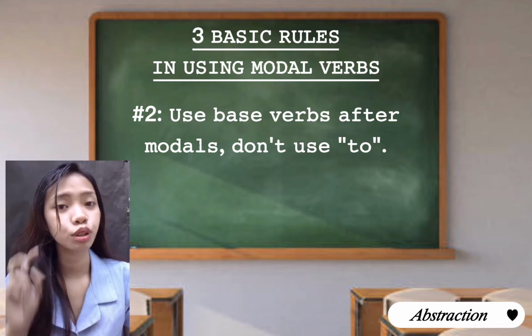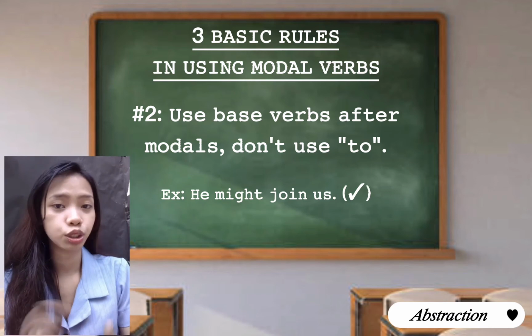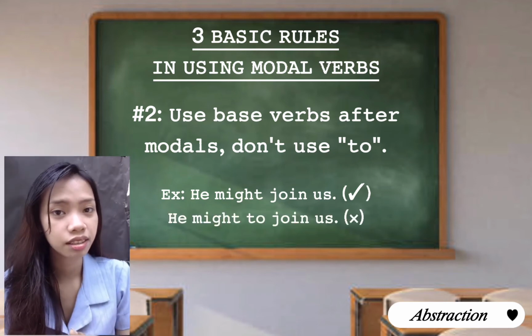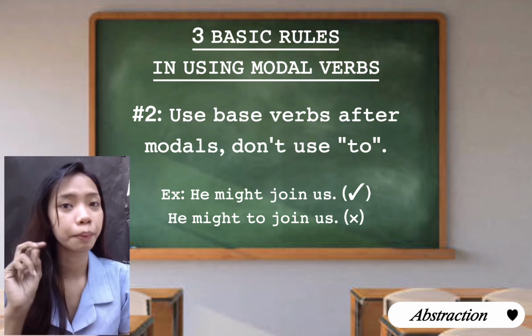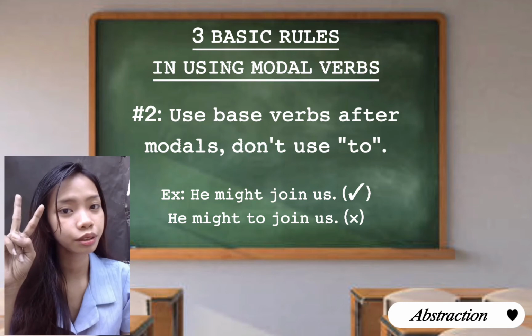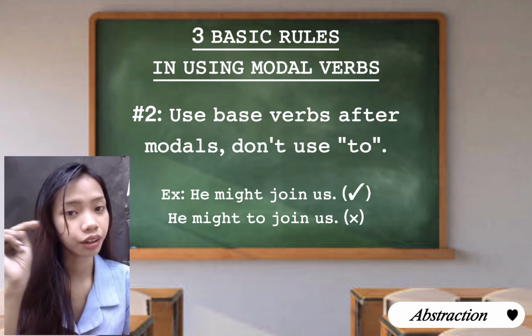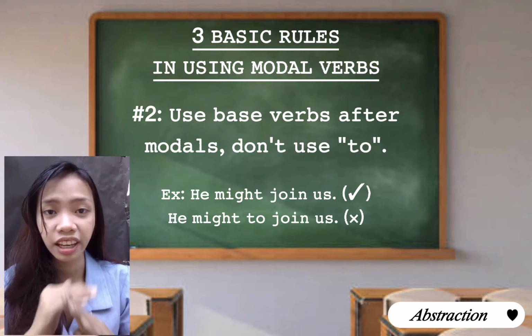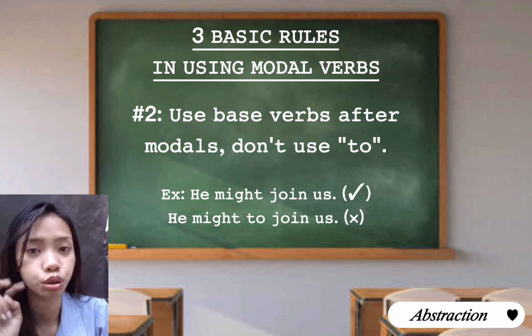Second rule is to use base verbs after modal verbs. You cannot use to after the modal verbs. For example, he might join us. You can't say he might to join us. That's all wrong. So remember, rule number 2, use base verbs after the modal verbs, and you don't need to use to.